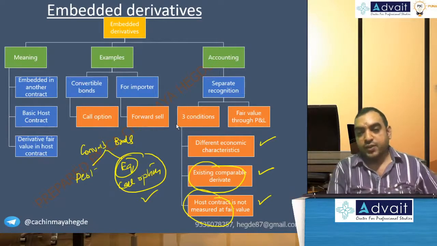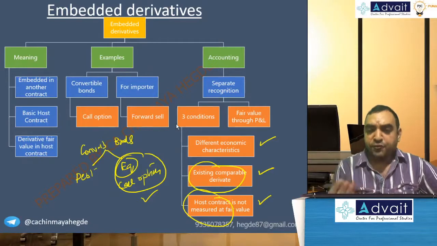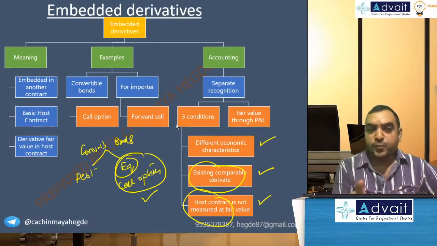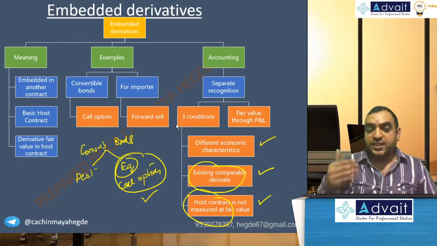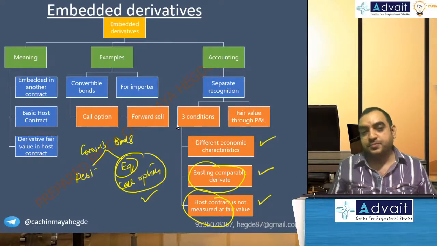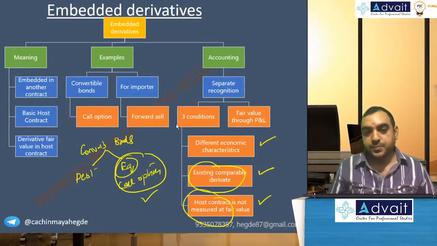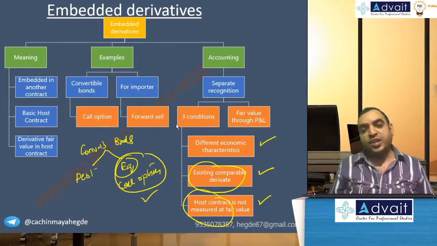Gold is the derivative in the golden mobile phone, where golden mobile is not fair valued. Yes, if golden mobile is valued on fair value basis, then no need to separate. If it is not valued on fair value basis, then you need to separate. But from exam point of view, they will give you whether it needs to be separated or not.